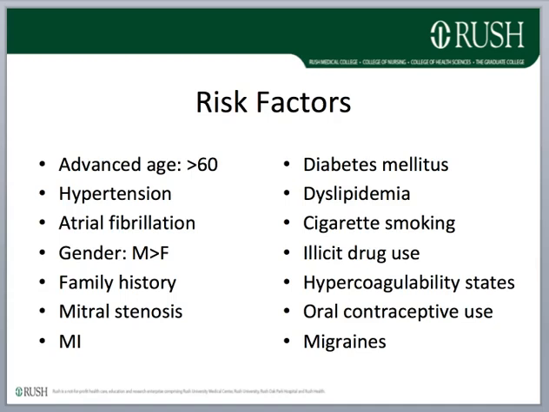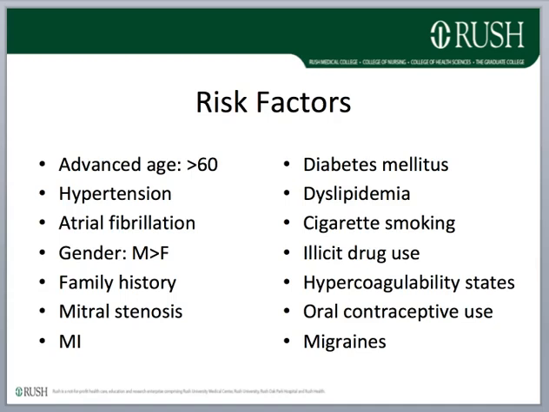Diabetes mellitus is an independent risk factor for stroke, increasing the relative risk by a factor of 2. In addition, diabetes is associated with accelerated atherosclerosis, endothelial dysfunction, and a prothrombotic state. None of these are good.